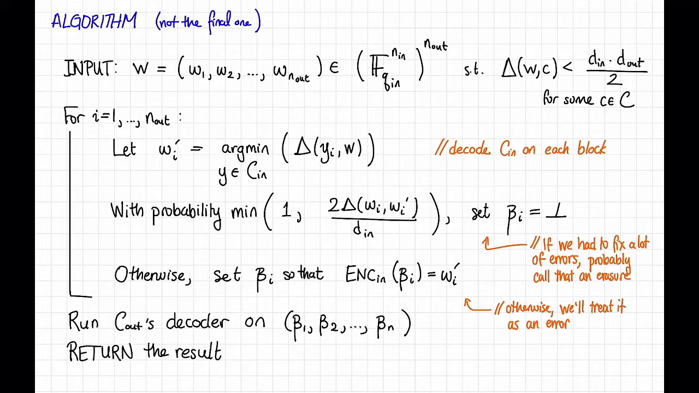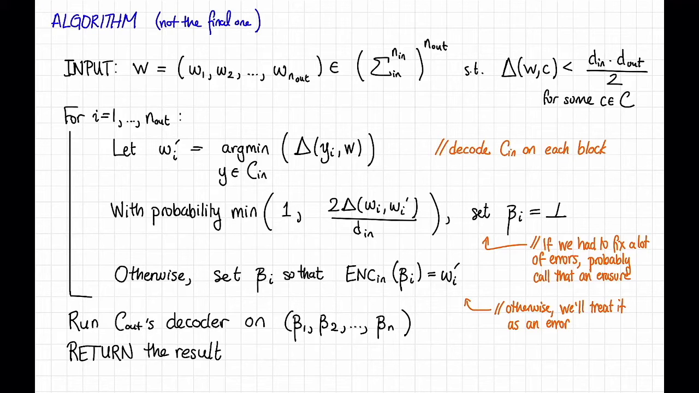So our algorithm takes as input a received word w, w1 up through w_{n out}, which lives in (sigma in to the n in) all to the n out. That is, each one of these wi's is a little vector of length n in over sigma in. And then we've stacked all these little vectors together to create our received word, just like we normally do with concatenated codes. And we're promised that our received word w lives close to a concatenated code word. That is, the Hamming distance between w and c is strictly less than d in times d out divided by 2 for some code word little c in C.